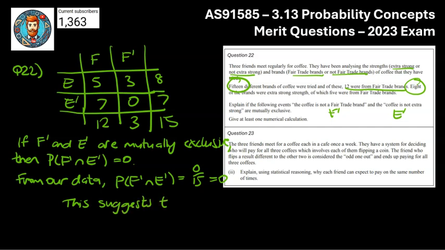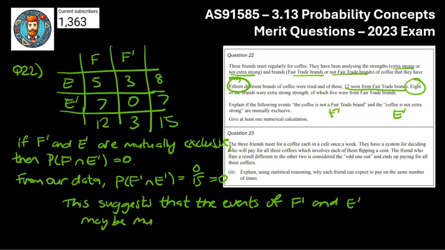So this suggests that the events of F dash and E dash may be mutually exclusive events. And you might hear the rain downpour in the background. I'm not sure if you will or not over the microphone.